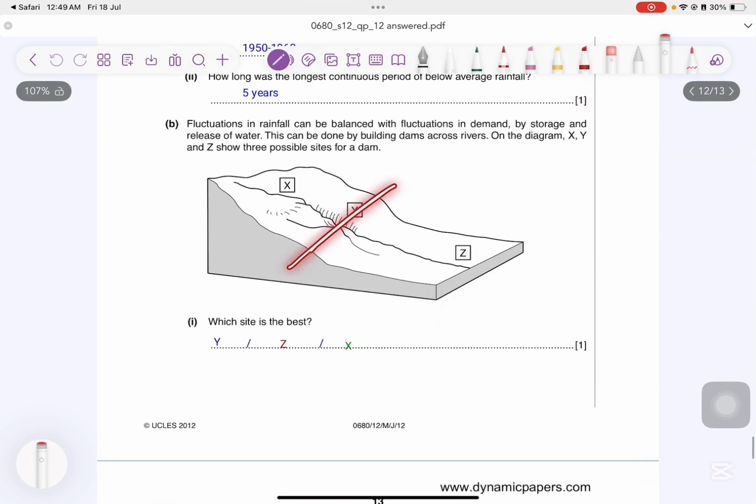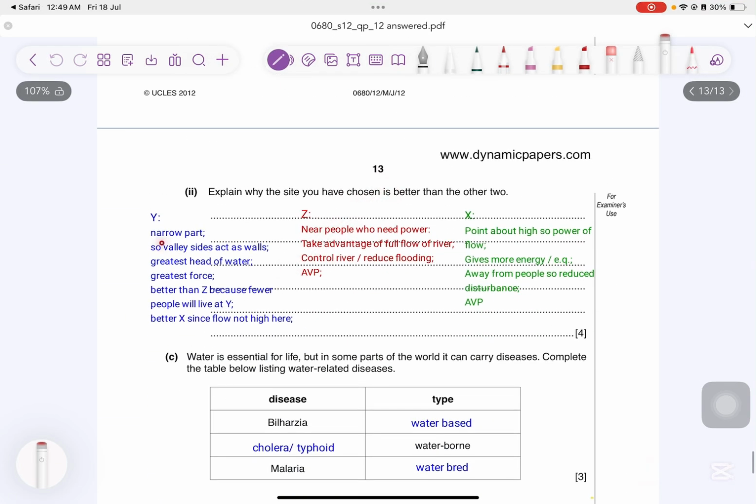Why is Y a good area? Y is good because it's a narrow part, so the valleys act as walls. Greatest height for water, greatest force, and better than Z because fewer people will live there. Z, it's near people who need power. They will take advantage of the full flow of the river, and a controlled river will reduce the flooding risk.